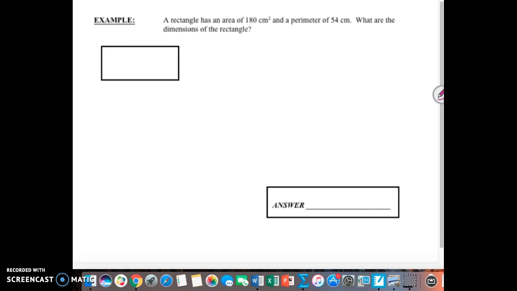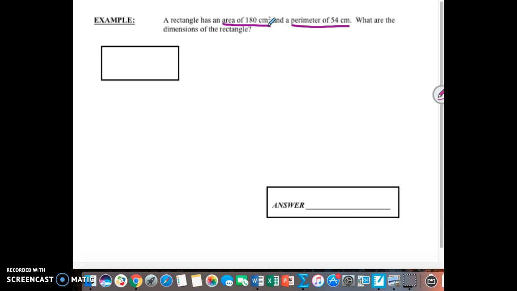This is part 2 of Precalculus section 9.1, dealing with solving systems of equations. For our last example, it says a rectangle has an area of 180 centimeters and a perimeter of 54 centimeters. We're asked to find the dimensions of the rectangle.